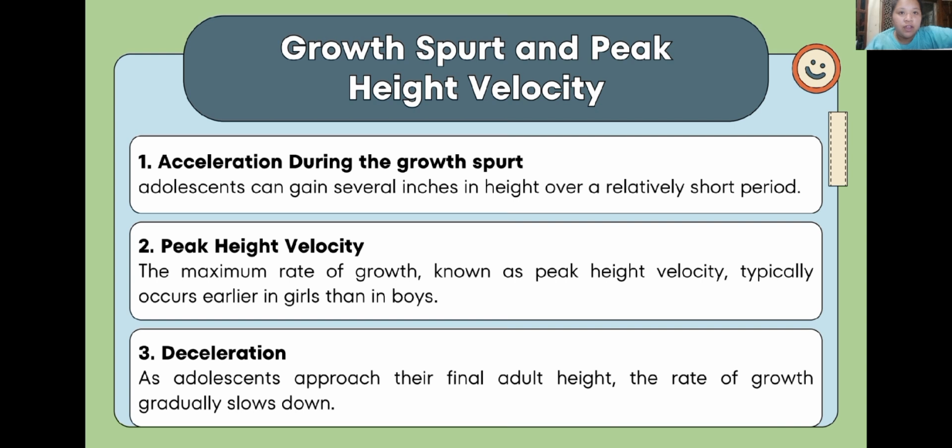Next is the deceleration. As adolescents approach their final adult height, the rate of growth gradually slows down. During puberty, growth occurs rapidly, especially during the growth spurt. However, as they get closer to adulthood, the bones start to mature and the growth plates, or the areas at the ends of the long bones, begin to close. Once the growth plate closes, no more height can be gained, and the individual reaches their final adult height.